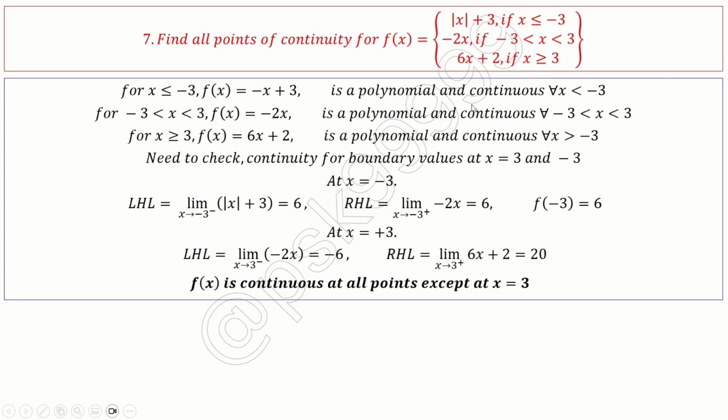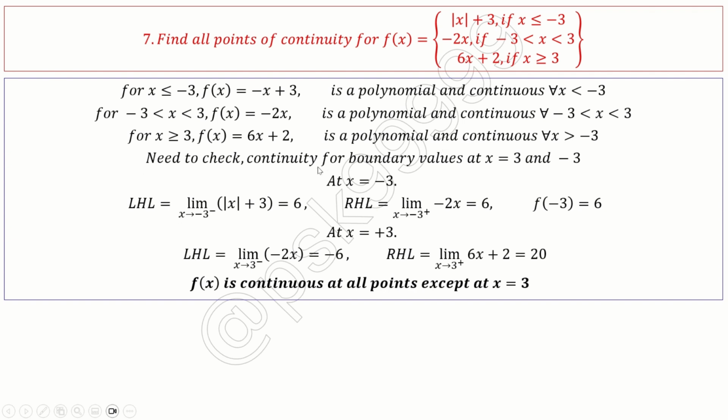This is a polynomial and we know it is continuous for all x less than minus 3, correct? And between minus 3 and 3, f of x is defined as minus 2x, which is again a polynomial. So between minus 3 and 3, it is a continuous function. And for x greater than or equal to 3, it is nothing but 6x plus 2. So it is a polynomial, so it is continuous, we know.